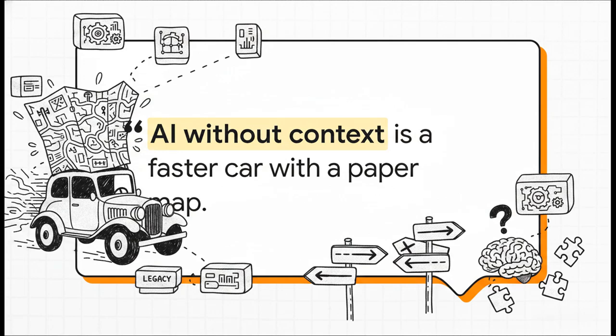AI without context is a faster car with a paper map. I mean, think about it. Adding a highly capable large language model to your legacy tech just gives you a faster engine. Sure, it makes your queries faster, it might generate code faster, but it utterly fails to give the system the awareness it needs to actually navigate your complex structural constraints. The car is way faster, but the driver is still completely blind to what's happening on the road ahead.